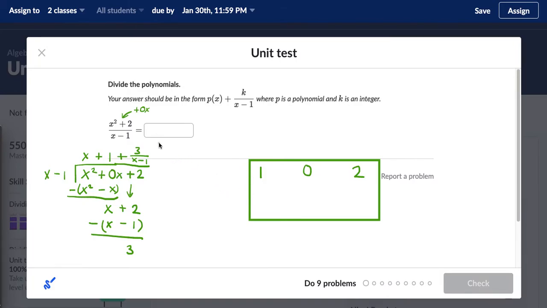Okay. So the next thing I do with synthetic division is I need to take a look at my denominator here, and I take this binomial and I take the second term, the constant term. I change the sign on it, and I just pop it right over here.